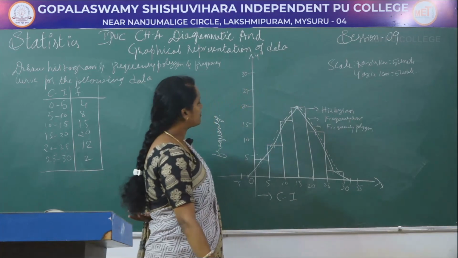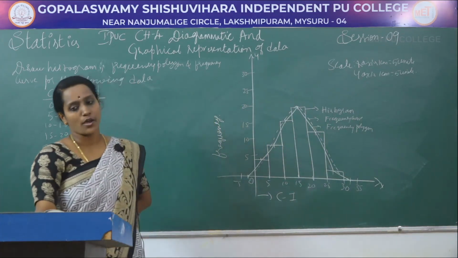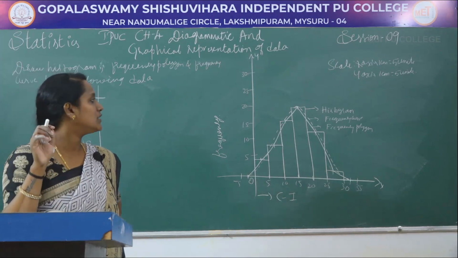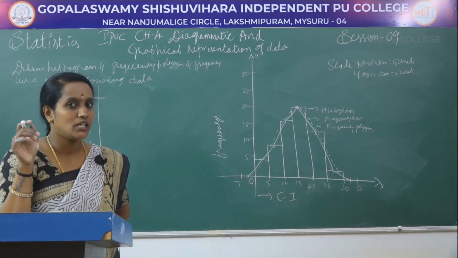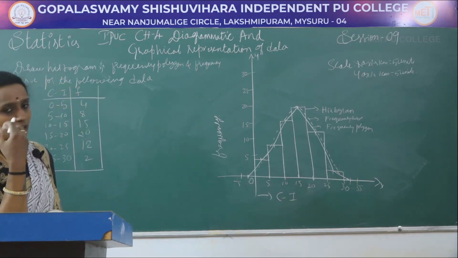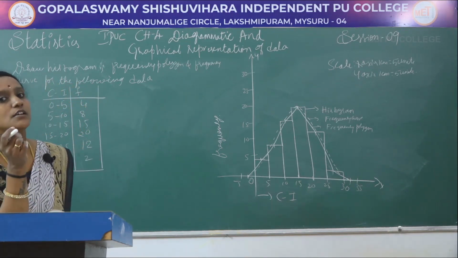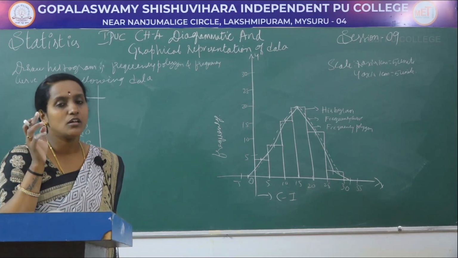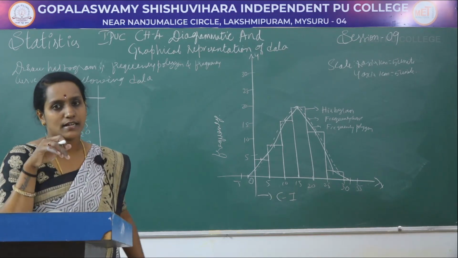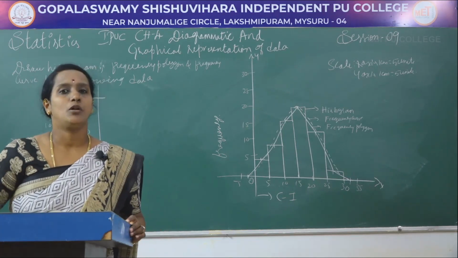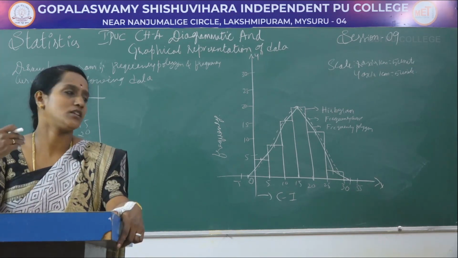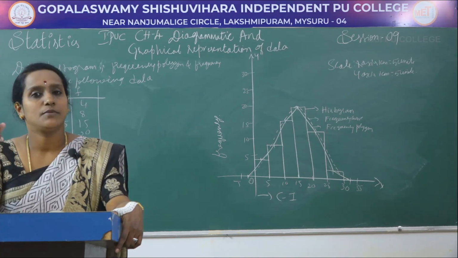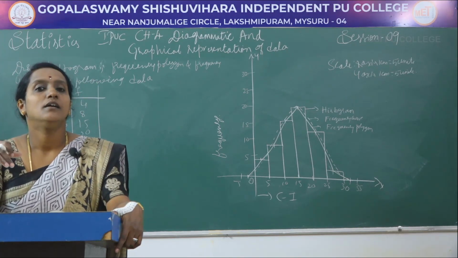See here, if you join the midpoints in the histogram with straight lines, that will be your frequency polygon. If you join the points with a freehand curve, that is our frequency curve. In examination you may get this type of problem for 5 marks also along with the histogram. So this is a very important concept. Thank you.